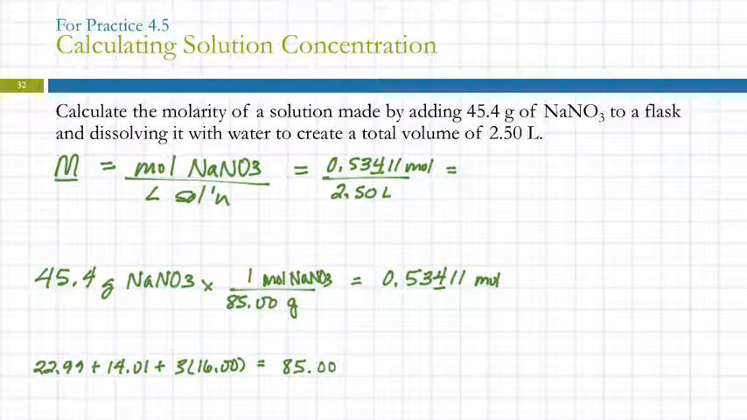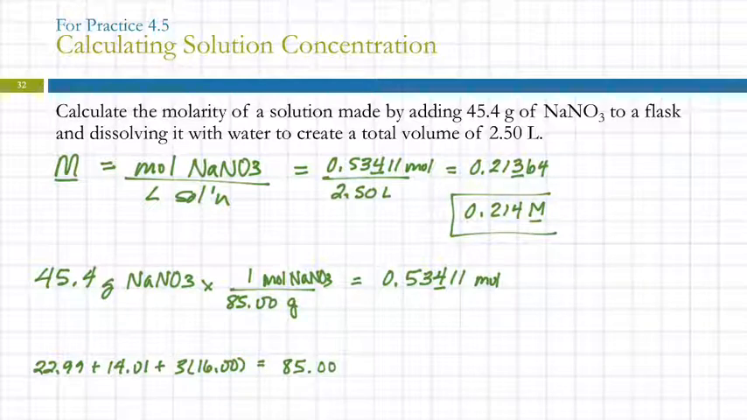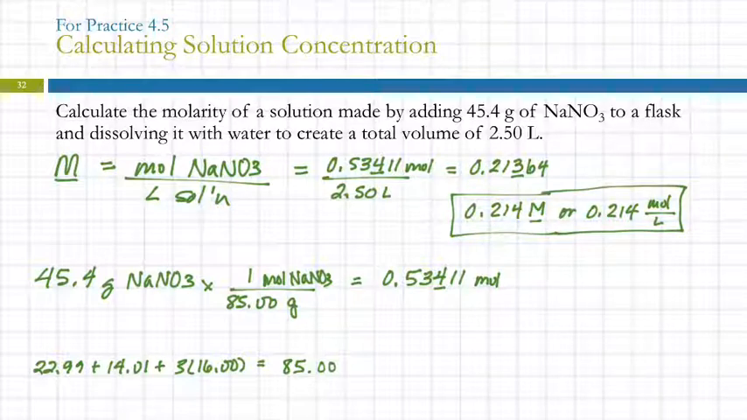Divide by 2.5. I should still have 3 significant figures here. 0.21364. So that's going to round to 0.214. And the units here, capital M for molarity, or 0.214 moles per liter. They mean the same thing.